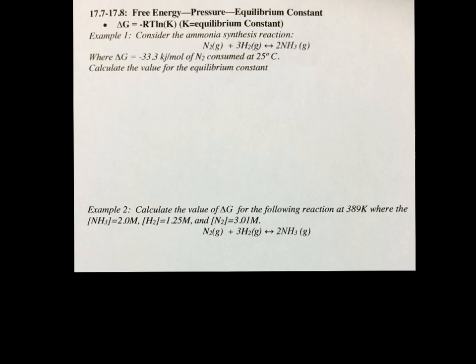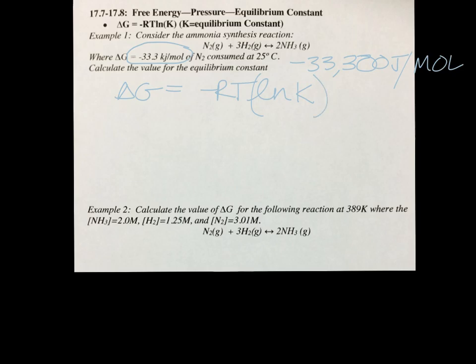Okay, so in this example, we're looking at the Haber process, which is the formation of ammonia. And it says where delta G equals negative 33 kilojoules per mole of N2 consumed at 25 degrees Celsius, calculate the value for the equilibrium constant. Right away I notice that I've got kilojoules per mole, so I'm going to want to change that to joules. So I know that I'm going to have negative 33,300 joules per mole. And we're going to use the formula delta G equals negative RT ln of K, because it's looking for the equilibrium constant.